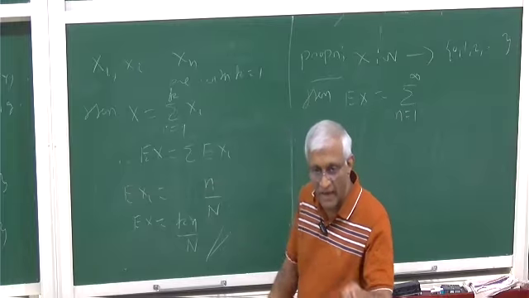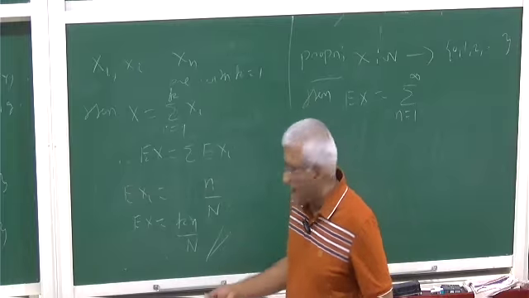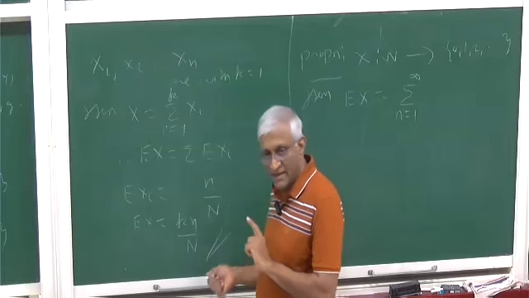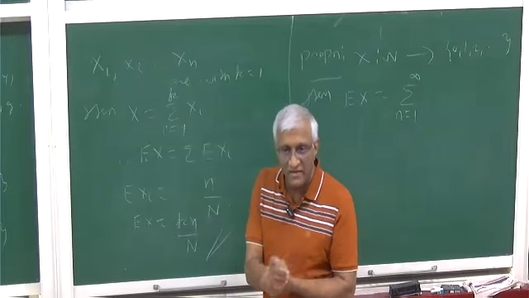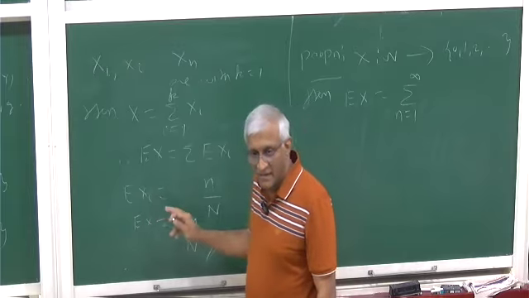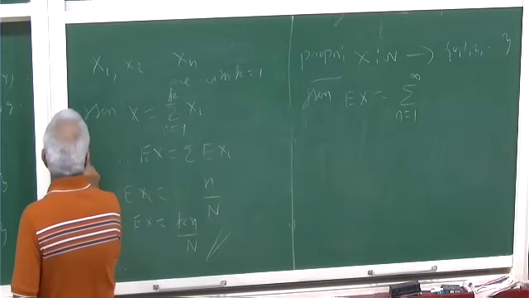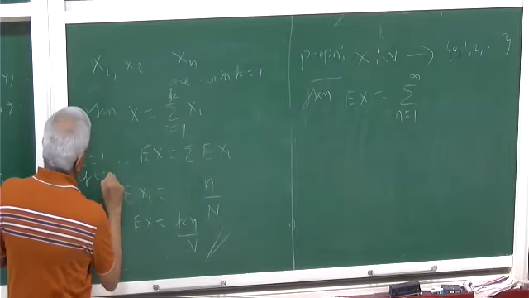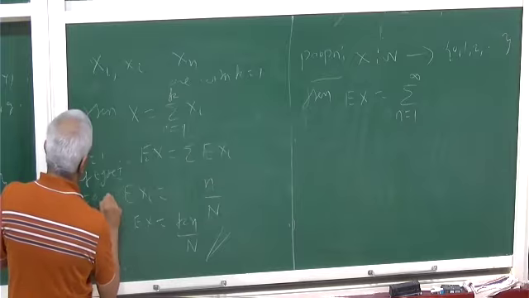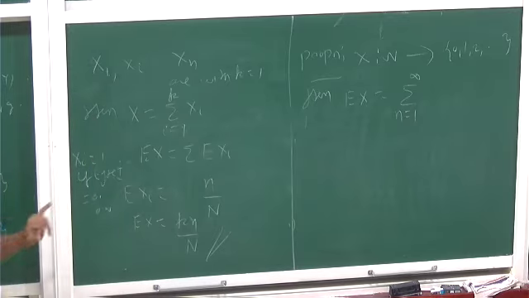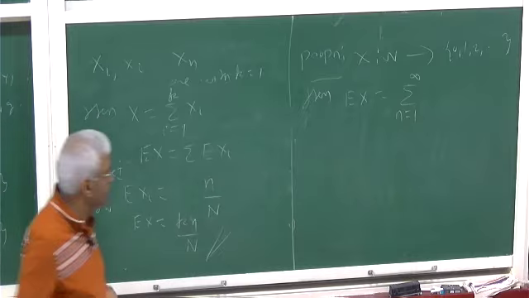Xi is 0 or 1, and the probability of getting 1 is n by N. You have to define the random variable. Xi is 1 if you get type 1, and equal to 0 otherwise. Then it is the summation of that. Now it's clear.